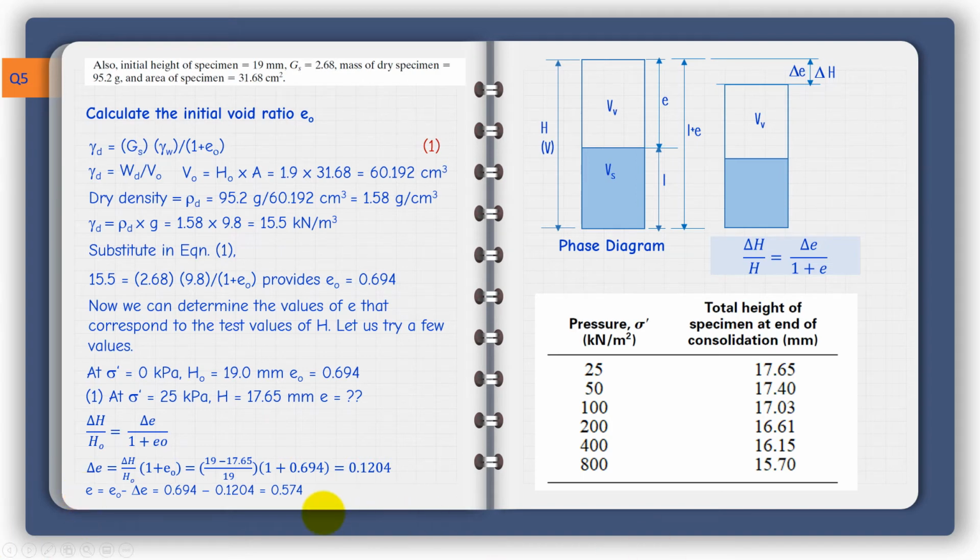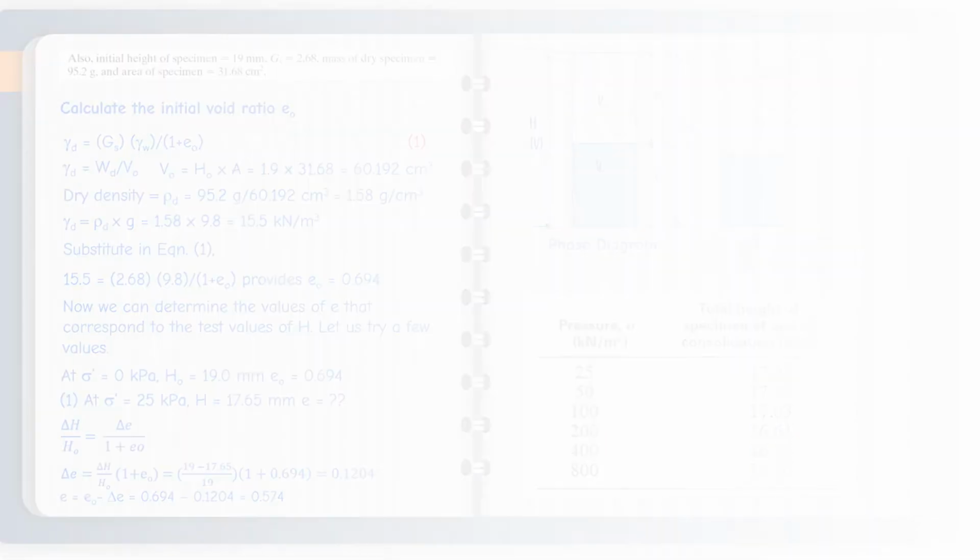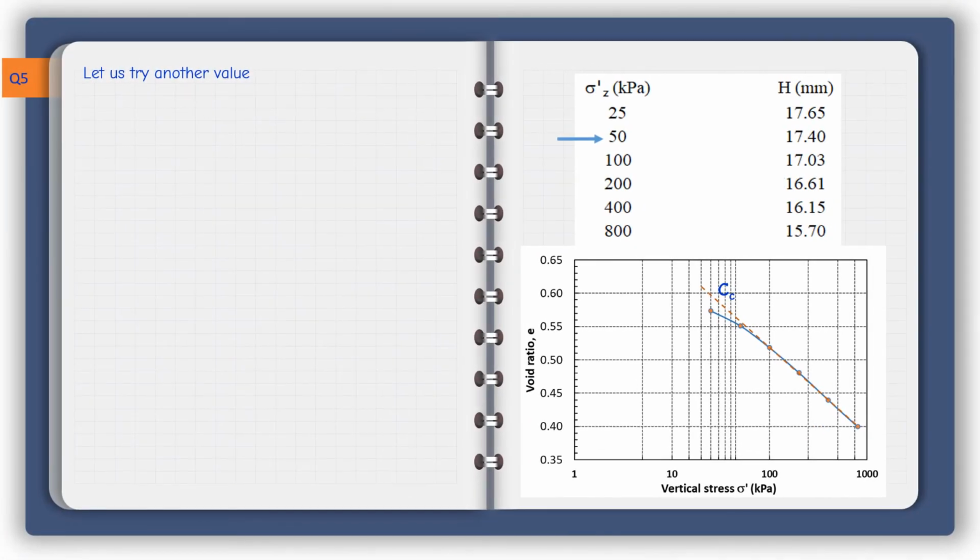As such, you would expect the void ratio at 25 kPa to be less than the void ratio in the beginning, which is 0.694, and this is why we subtracted this change in the void ratio to give 0.574 as the sample becomes denser, if you like. Let us try another value.